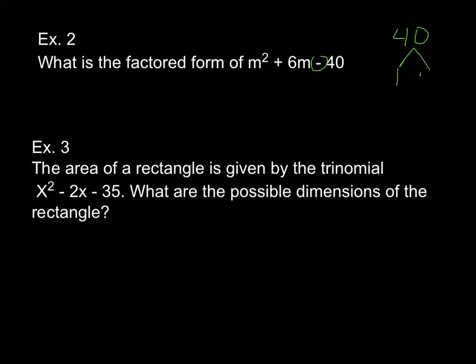Factors of 40 always start with 1 and the number itself. Well, no matter how I subtract, that's never going to be 6. I've got 2 and 20. Well, that's not going to get it. How about 4 and 10? That works. If I take 10 minus 4, that equals 6.